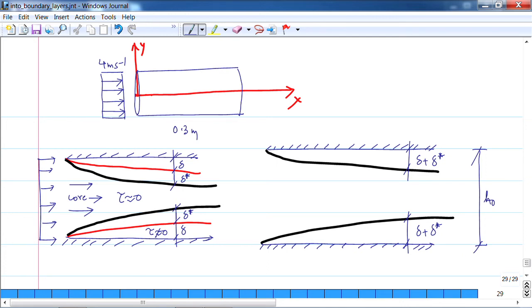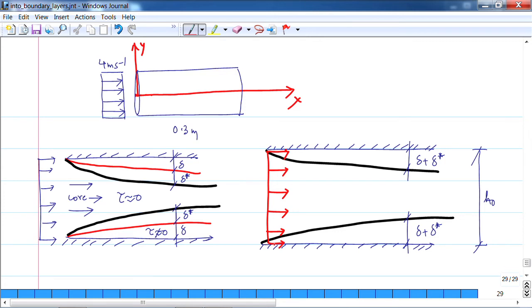Now, if I were to draw a velocity profile right here at the entrance, say at this point, okay. Let us draw a velocity profile right at the entrance, somewhere here, okay. So, I am going to draw that. So, this is my velocity profile.